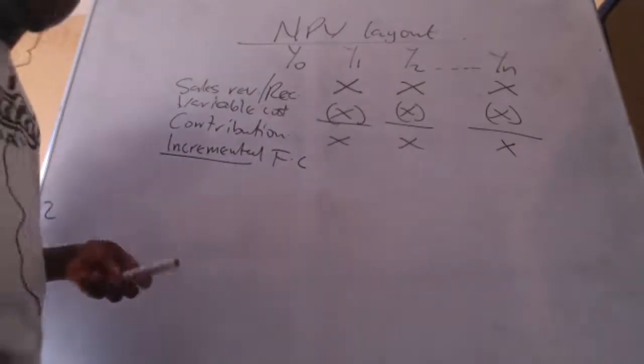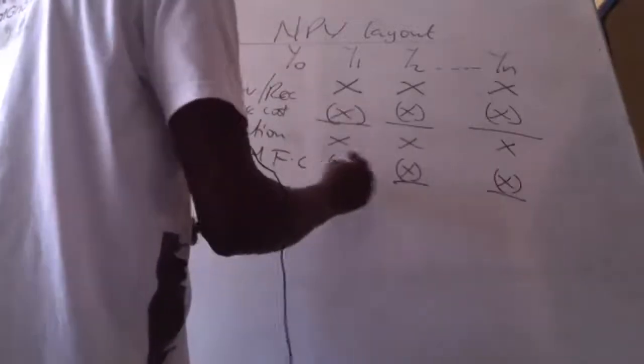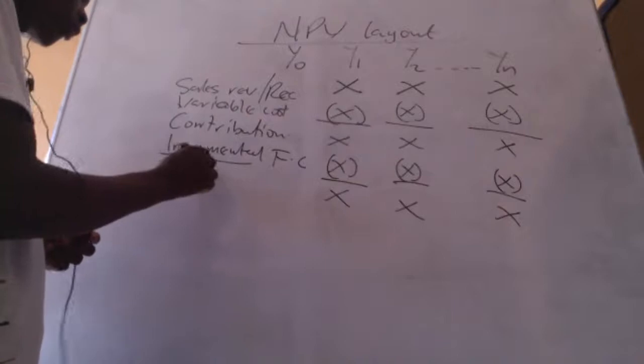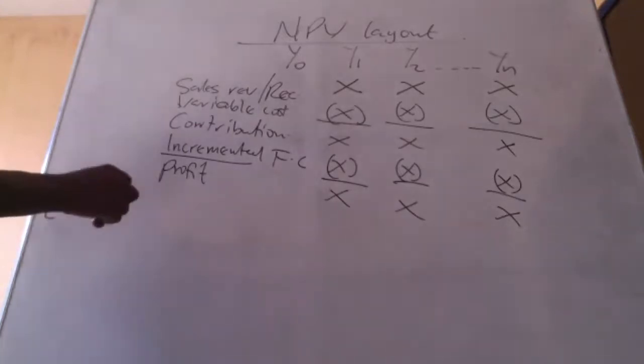Then you bring your incremental fixed cost. Incremental what? Fixed cost. Have you seen the word I use? Incremental fixed cost. We will explain that. So incremental fixed cost must be subtracted so that you get your what? Finally, your profit. So this is the profit. Yes, so that's it. Incremental fixed cost and then your profit.